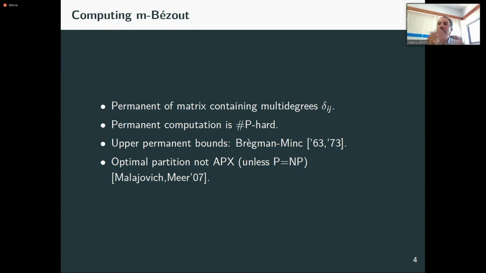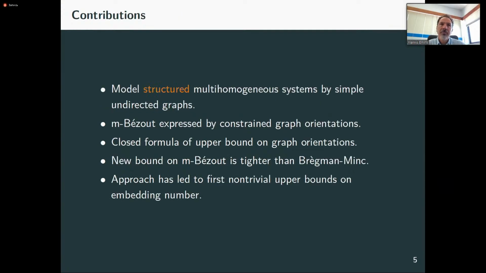So we understand that these are very hard problems, and that's why a result that gives a good upper bound, even for a class of multi-homogeneous systems, should be useful. Let's see what the main contributions are today. I will be given a multi-homogeneous system that has some extra structure. That's why I'm putting the word structure in orange. I'll define the kind of structure, but unfortunately our result does not apply to all multi-homogeneous systems yet. This is a nice open problem.